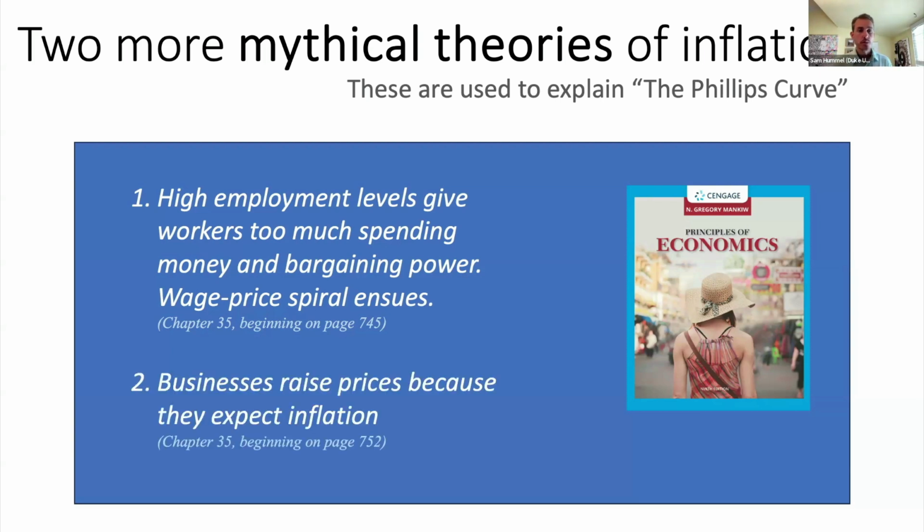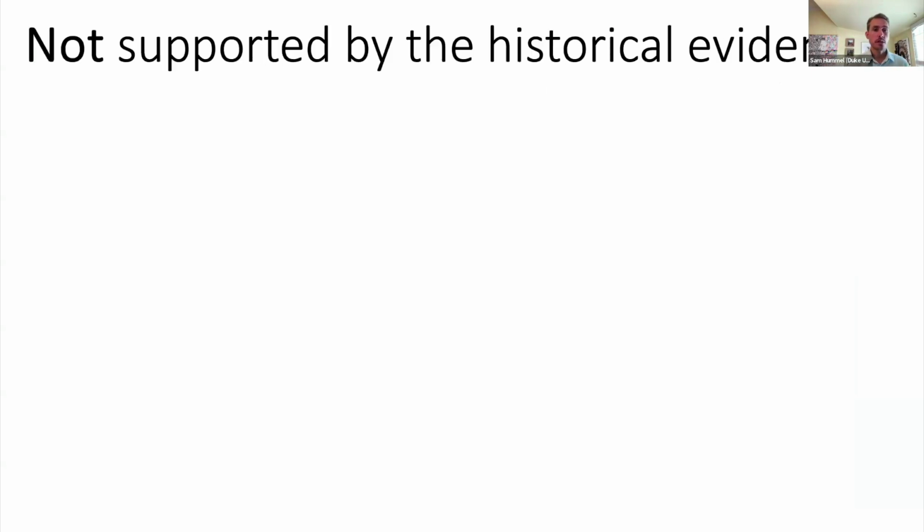The second one, which is also only discussed 35 chapters and 750 pages into the book, is that businesses raise prices because they expect inflation. In other words, they're raising prices in advance of the inflation actually happening. And both of these things are not supported by the historical evidence.